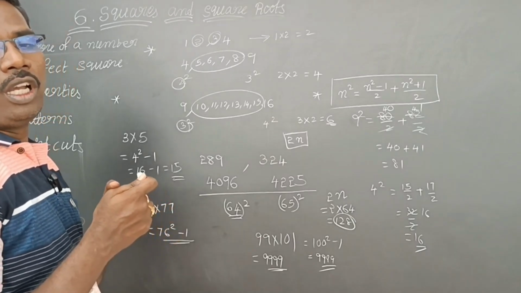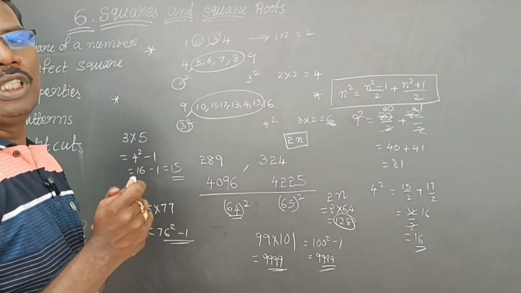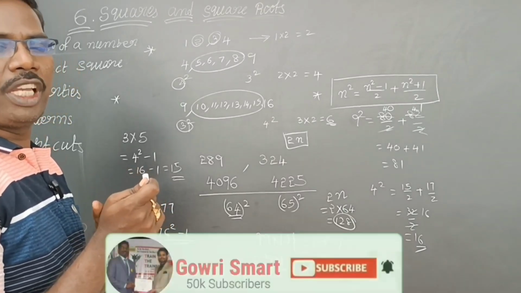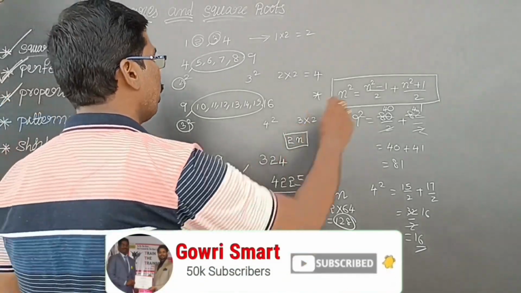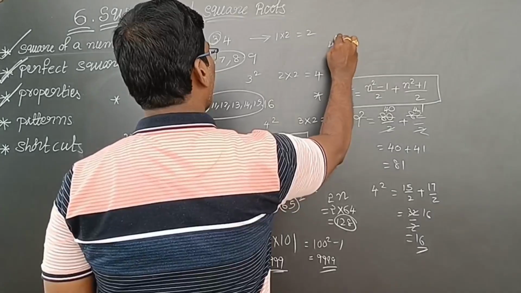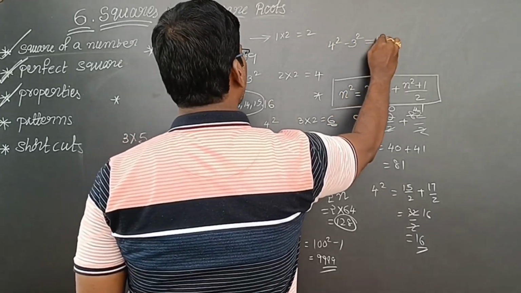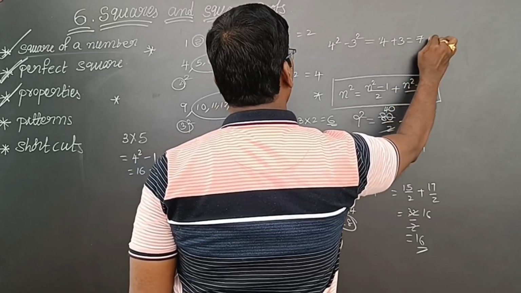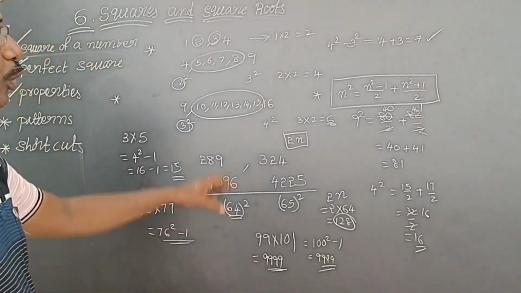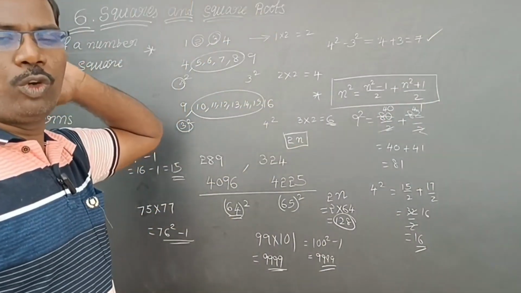And one more thing. The difference of any two consecutive square numbers is the sum of the numbers. For example, see here, 4 square minus 3 square. I don't need to compute squares. This is 4 plus 3, because I am taking two consecutive numbers. So 4 square minus 3 square means the answer is 4 plus 3.